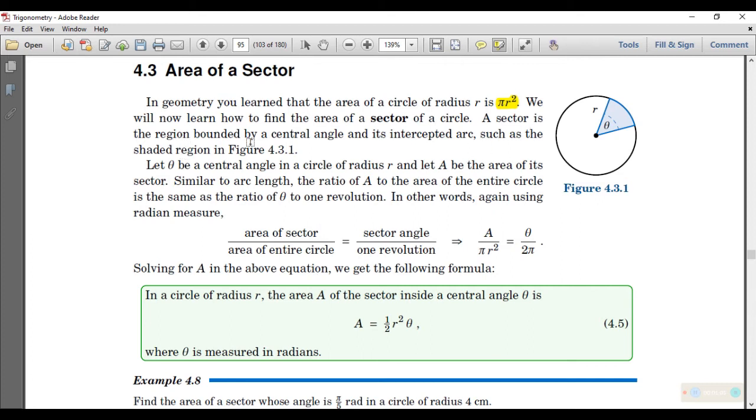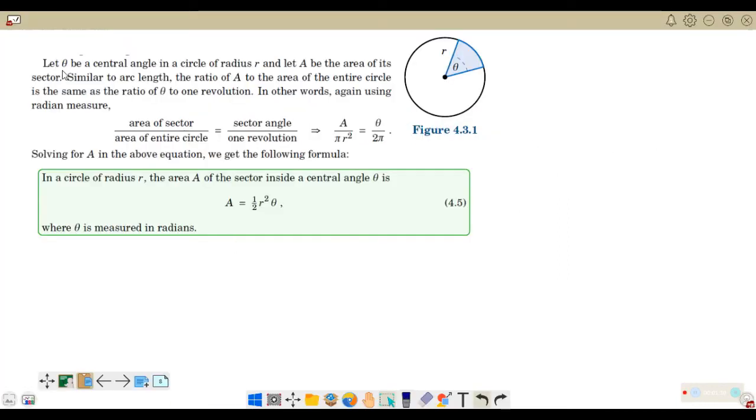So, a sector is the region bounded by the central angle and its intercepted arc. Take note, pwede lang siyang i-consider as a sector if it is from a central angle and the intercepted arc of the sides of your central angle. So, such as the shaded region in this one. Here, let theta be the central angle. Ito siya. Of radius r. This is the length of the side of your angle to one point on the circle.